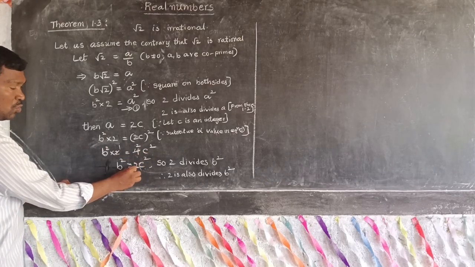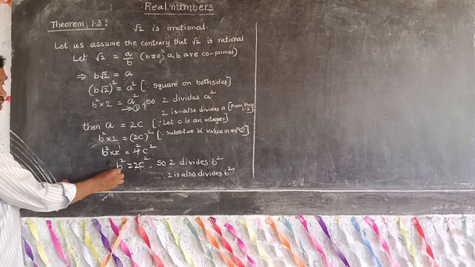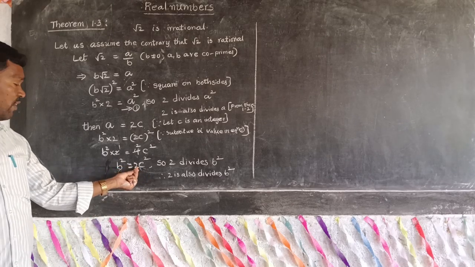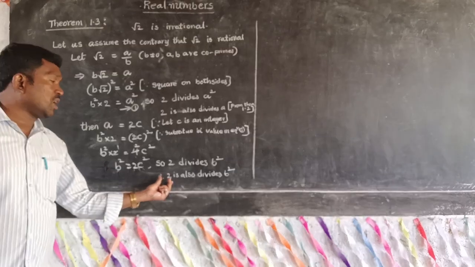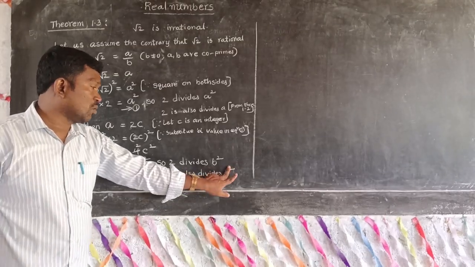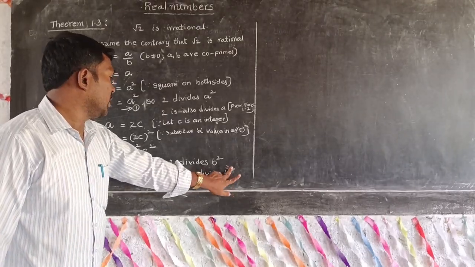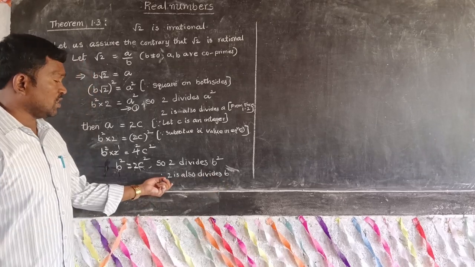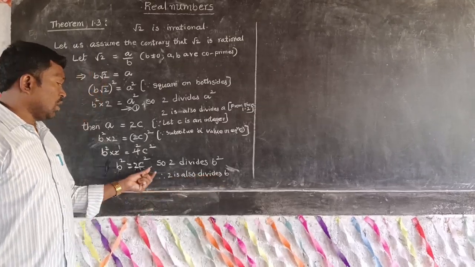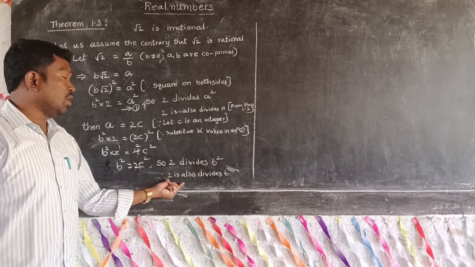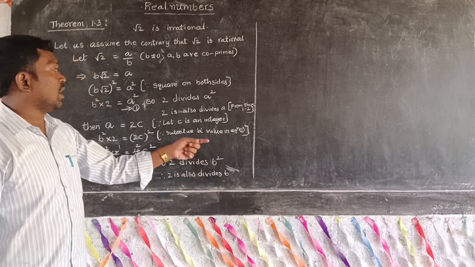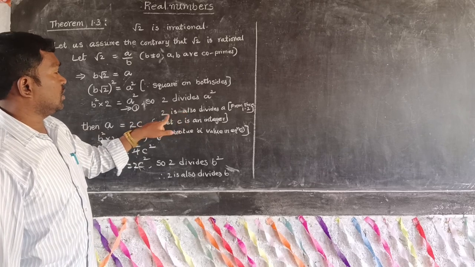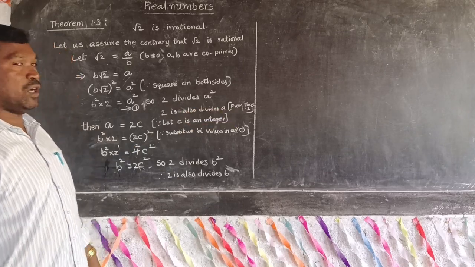2c square means 2 and c square both are factors of b square. So 2 divides b square. 2 also divides b. Okay, 2 also divides b. So 2 divides b square, and 2 also divides b according to theorem 1.2.